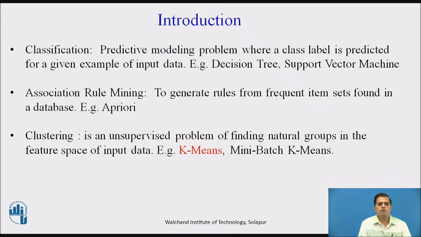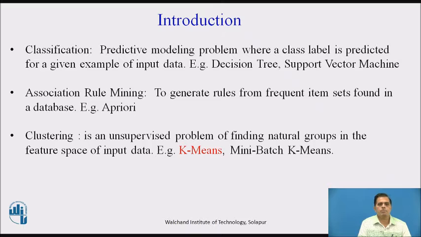As we all know, machine learning algorithms have different roles in different types of applications. We have different types of machine learning algorithms which are used to build the right model from the right data set. When we use a particular data set, we have to decide which algorithm is best suited for it. So we have selected the top three algorithms in machine learning: first classification, second association rule mining, and third clustering.